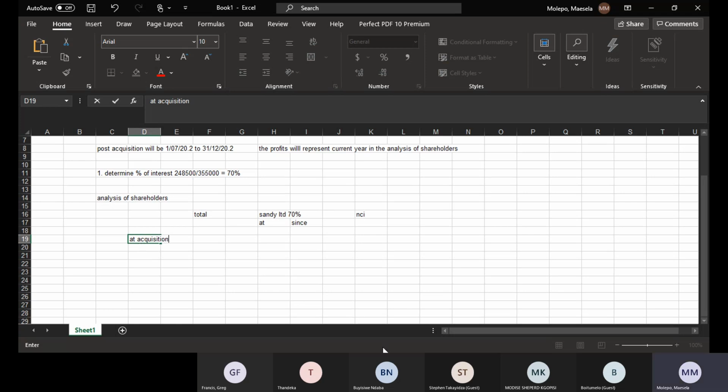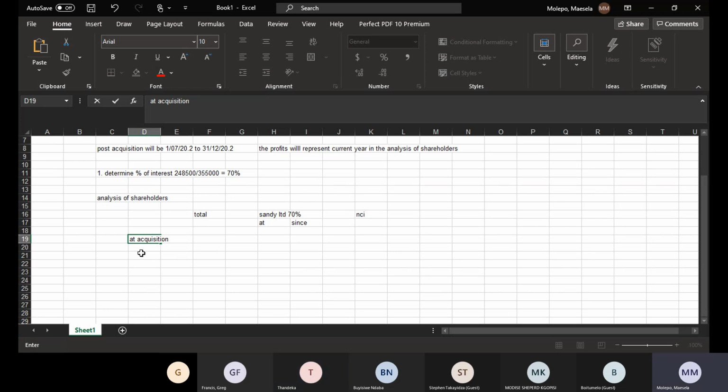Are you able to see my writing on the Excel, or must I make it bigger? Can I have confirmation? Visible. Yes, we can see it.